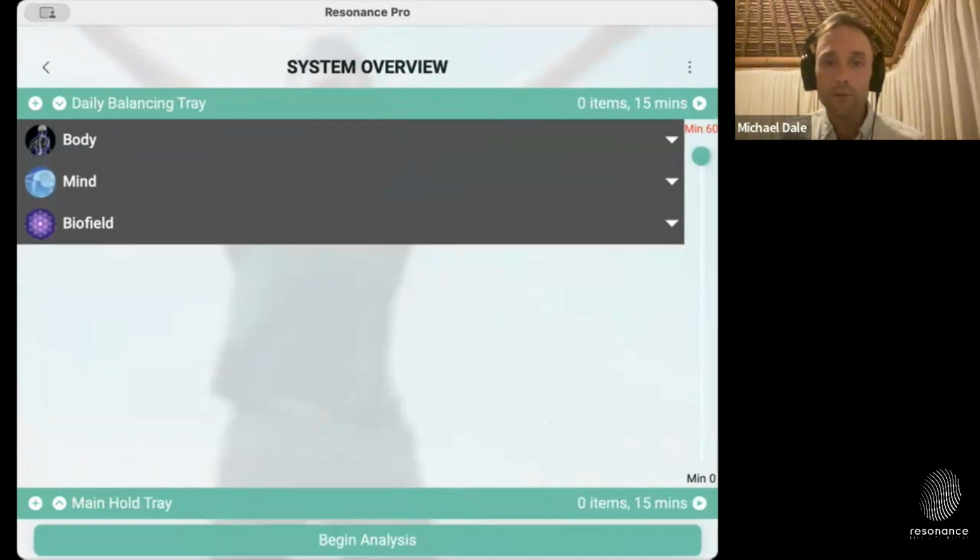Okay, so we are now looking at the system overview screen. And as you can see, there are three main categories on Resonance Pro: body, mind, and biofield. And I'm going to begin analysis.